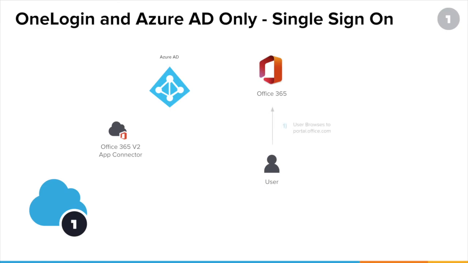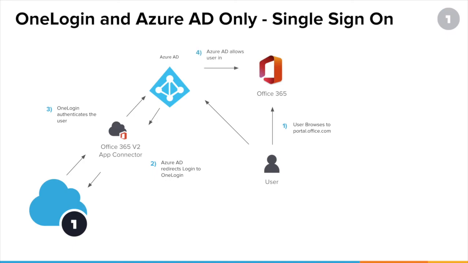Therefore, user tries to log in. Azure AD is going to redirect to OneLogin. OneLogin authenticates, and Azure AD allows them in.